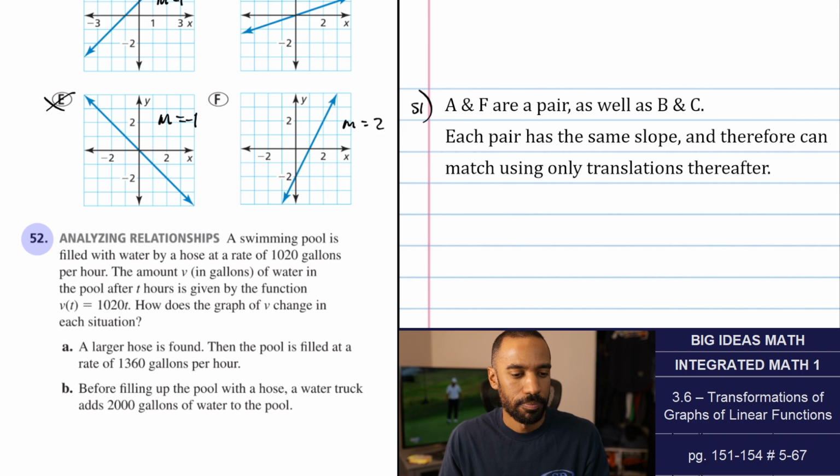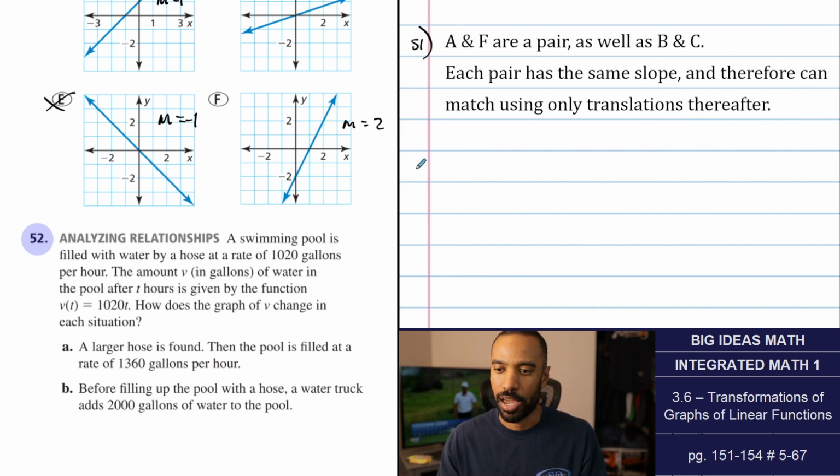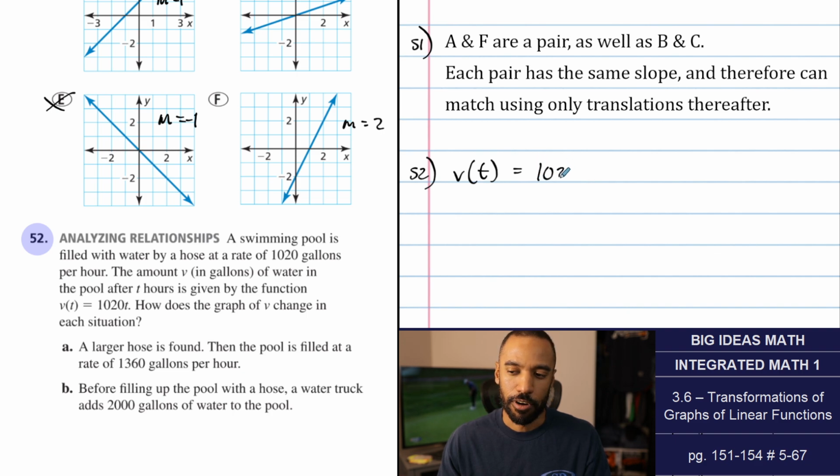A swimming pool is filled with water by a hose at a rate of 1,020 gallons per hour. And they're going to give us the equation down below. The amount V in gallons of water in the pool after T hours is given by V of T, and V might stand for volume when they say the amount, equals 1,020 T. How does the graph of V change in each situation? It says a larger hose is found, then the pool is filled at a rate of 1,360 gallons per hour.